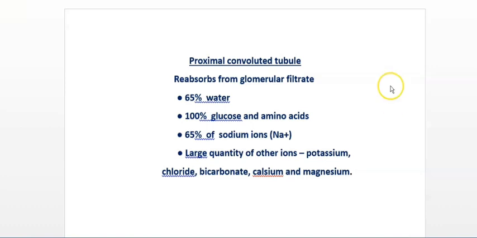When we look at the proximal convoluted tubule, it reabsorbs from the glomerular filtrate 65% of the water, 100% of the glucose and amino acid, and 65% of the sodium ions and other ions also: potassium, chloride, bicarbonate, calcium and magnesium. So all of this will be reabsorbed by the proximal convoluted tubule into the bloodstream.